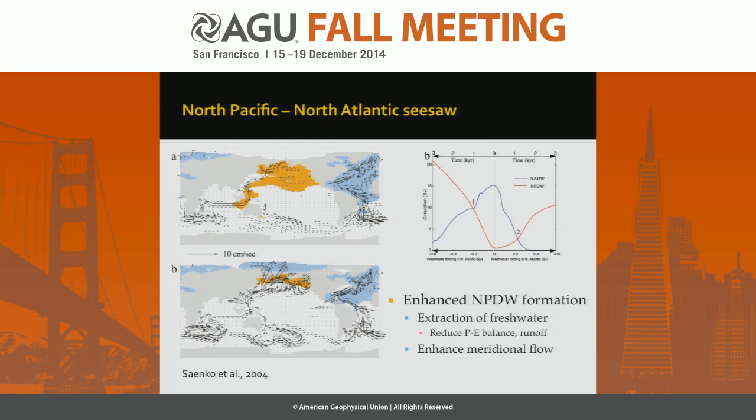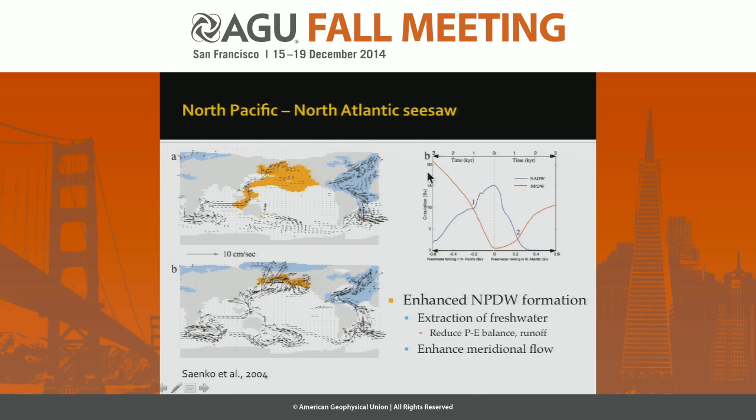In general, there are two ways that you can enhance North Pacific deep water formation. One is to reduce the precipitation minus evaporation balance or the overall runoff, but also you could enhance the meridional flow of subtropical waters into this region. What's interesting from this model is that when you extract salinity from the North Pacific, you get a stronger Pacific meridional overturning circulation than the Atlantic deep water formation, but also if you put fresh water in the North Atlantic, the Pacific circulation that develops is not as strong as if you were to just extract it.